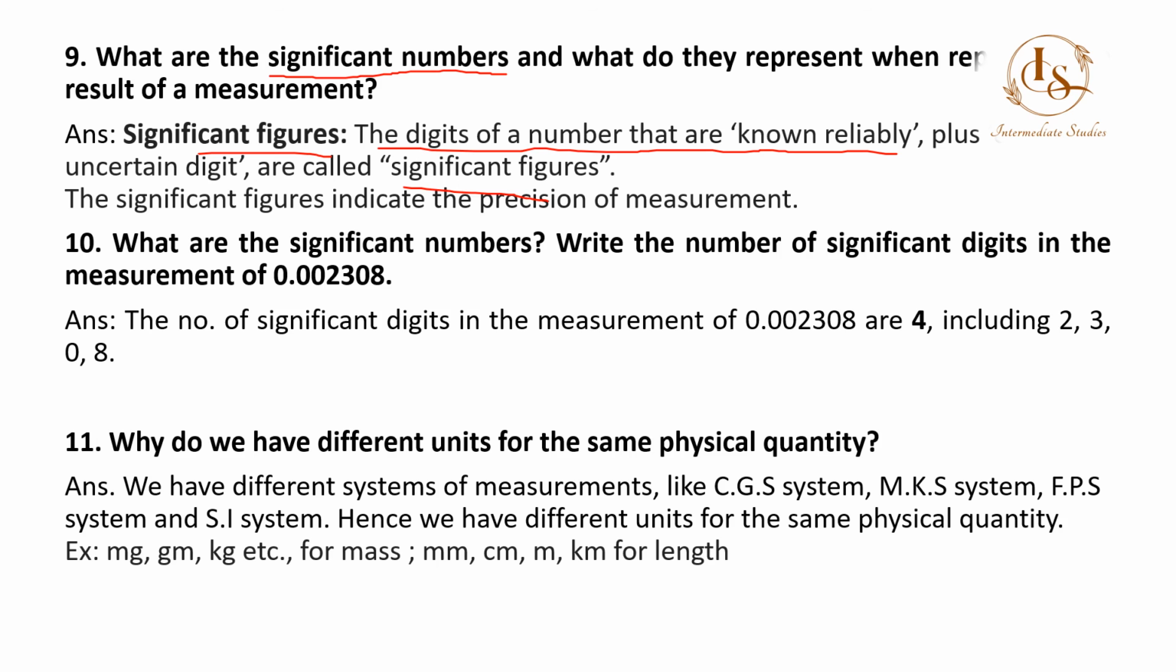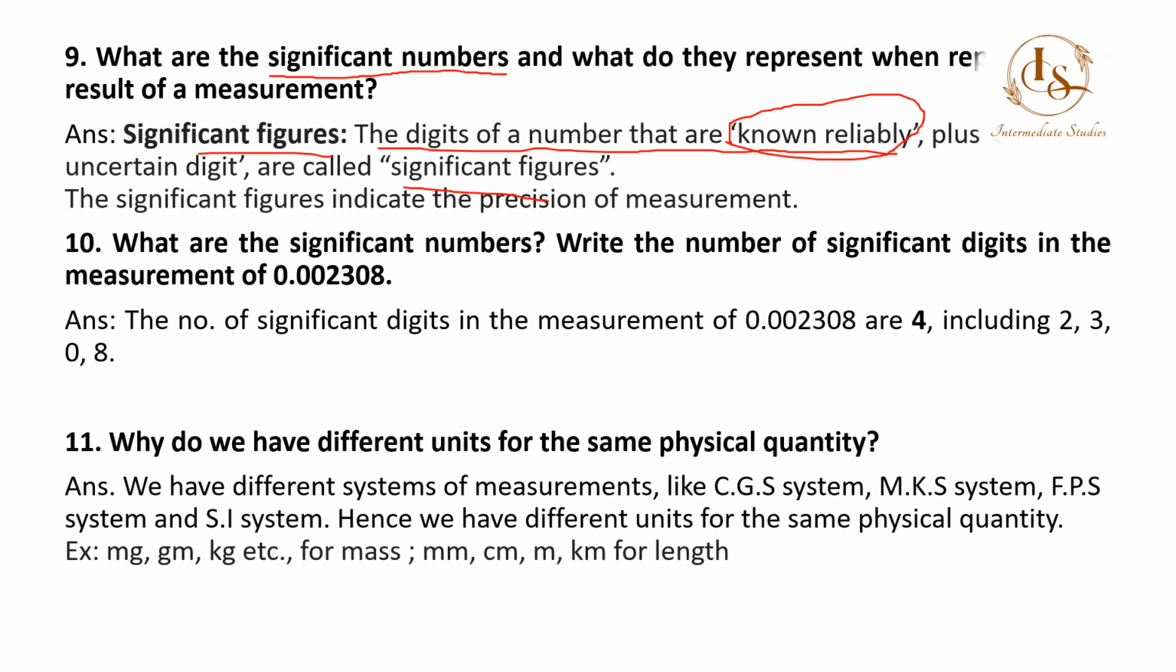What is the meaning of known reliably? Simply we can say natural numbers. Natural numbers start from 1, except 0, right? So the natural numbers are all significant figures only. So the digits of a number that are known reliably plus one uncertain digit are called significant figures.